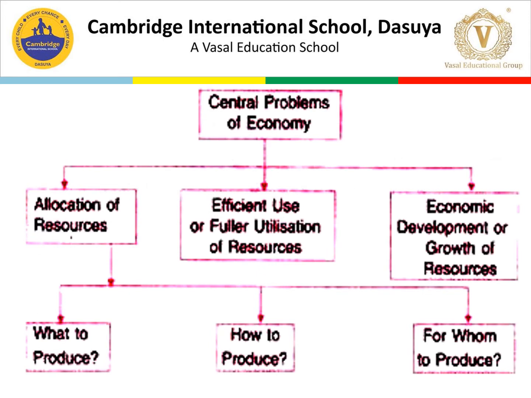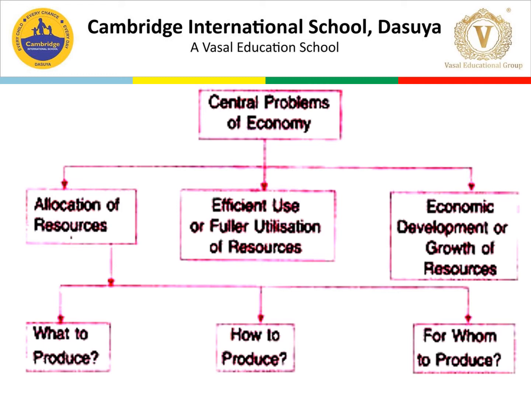So here we have the flowchart of central problems of an economy and what are the reasons behind the central problems of economy. So here we can say the allocation of resources. This is the first point under reasons. Then efficient use or fuller utilization of resources. So whatever our priority is, if we are using our resources for satisfaction or for buying that thing, we call it fuller utilization of resources.